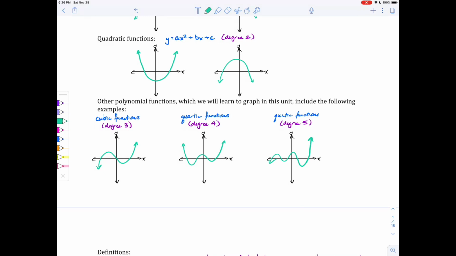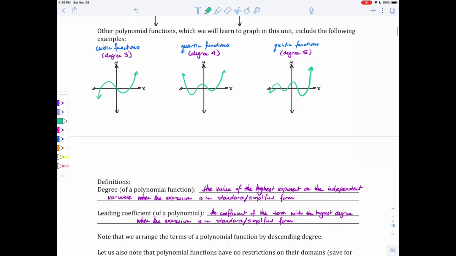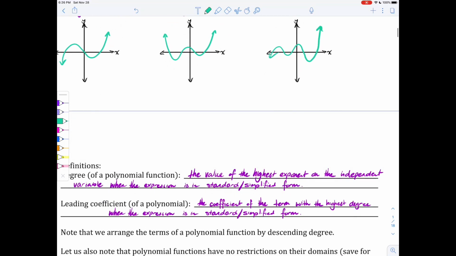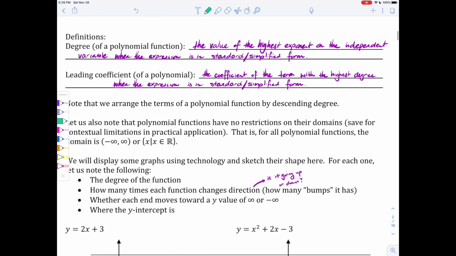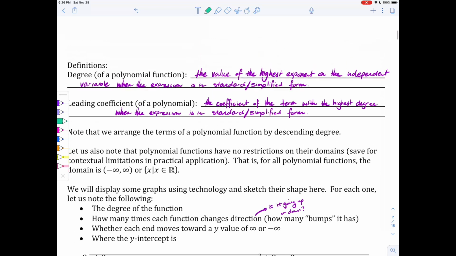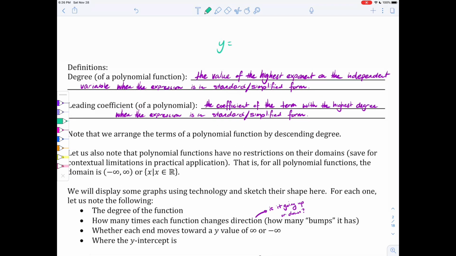Now, in order to describe features of polynomial functions, we will need some definitions. Two very key ones are these here. So the degree of a polynomial function is the value of the highest exponent on the independent variable when the expression is in standard or simplified form. So we might see, like you've seen quadratic functions that are of this form, right? When that's expanded and simplified, it becomes one where we can see the actual degree of 2.